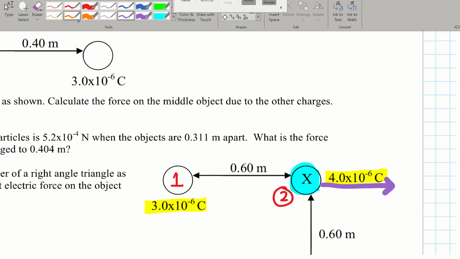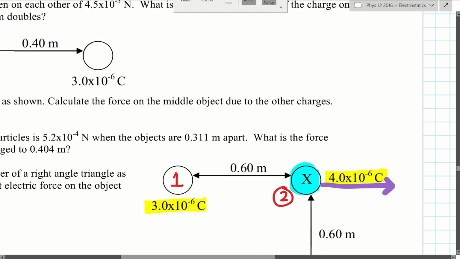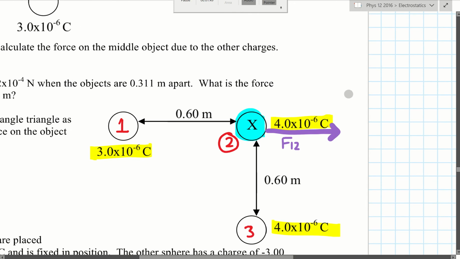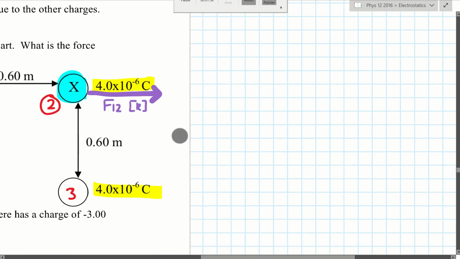Let's name that one though. This is going to be called the force between 1 and 2, F12, and it's going to the right hand side, as we can see. Now, we're going to ignore charge 1.